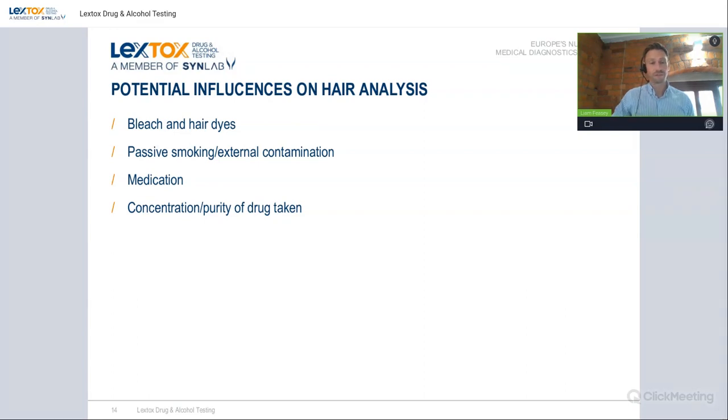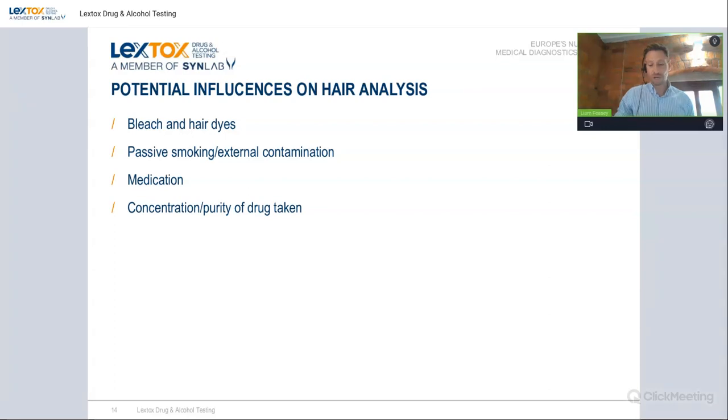Okay, medication. I've already covered medication to some extent. Medication would not give a false positive for any of the illegal compounds that we're looking for. So if we find heroin, it's heroin. If we find cocaine, it's cocaine. If we find cannabis, it's cannabis. So the medication wouldn't give a false positive result.